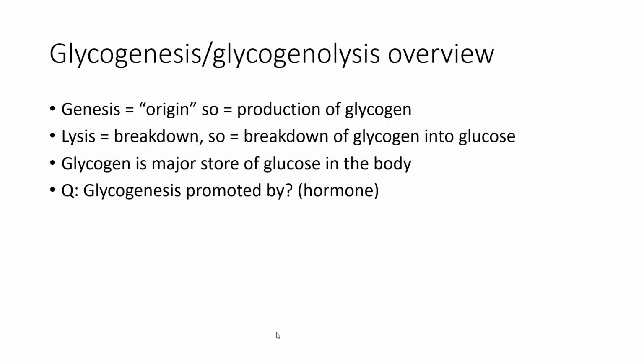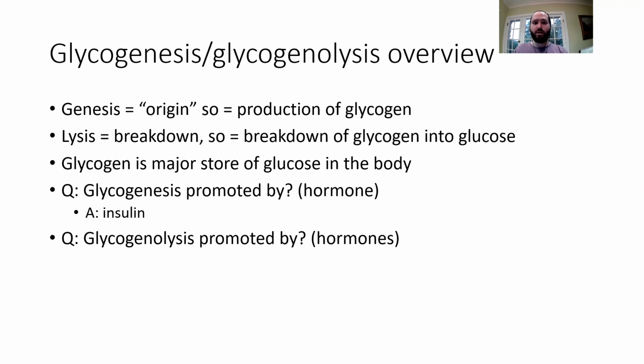Insulin. Excellent, insulin, right? When we have too high of blood glucose, we need a place to put it. We could excrete it in the kidney, but that's not great because we could use that later. Instead, we can store it as glycogen, both in the liver and in the muscle, as we'll see in a little bit. So glycogenesis is promoted by insulin, so we can store our glucose, hold on to it for a later time when we need it.